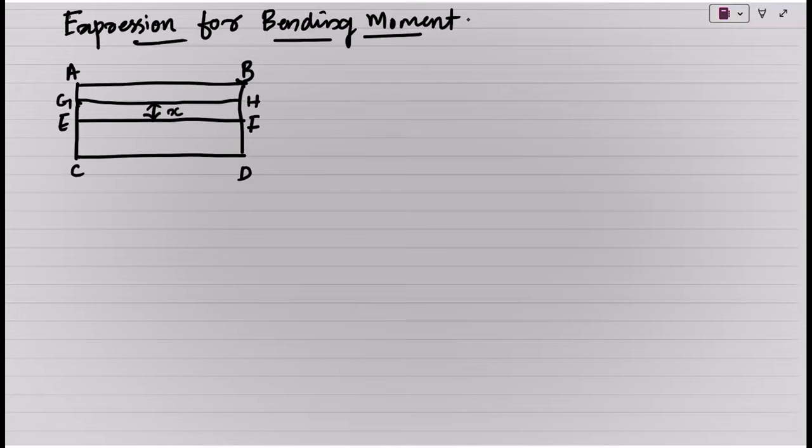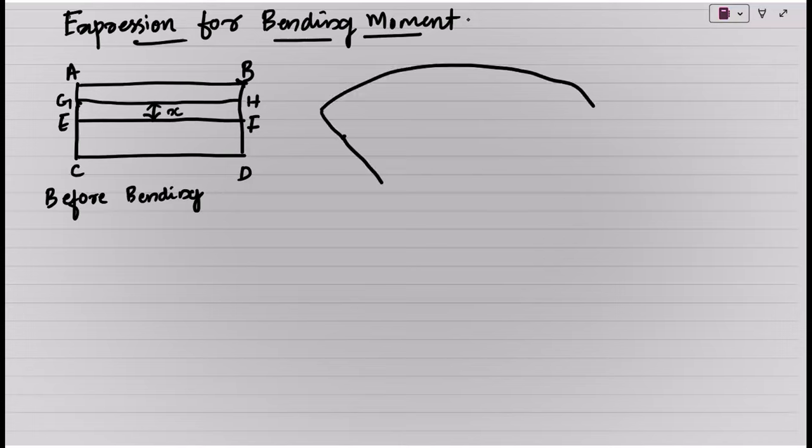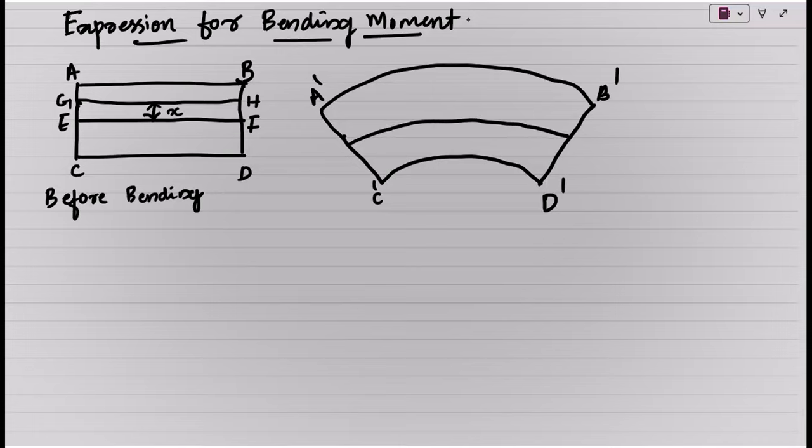The layer G, H. Before bending, the beam would look like this, and after bending, the beam will look like this. It is elongated in the upper part, given as A dash, B dash, and compressed in the lower part, C dash, D dash. The neutral layer, which has no elongation or compression, we call E dash, F dash, and the layer at distance x above the neutral surface is called G dash, H dash. This is after bending.